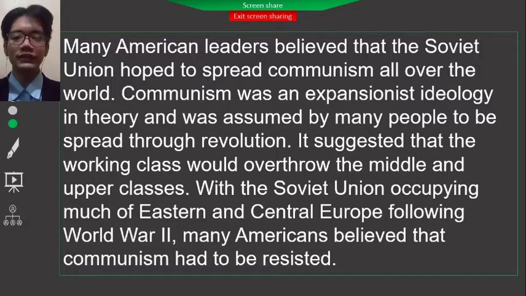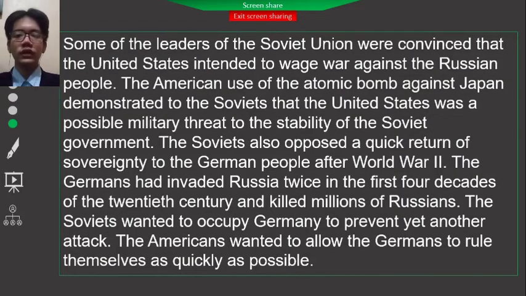Some of the leaders of the Soviet Union were convinced that the United States intended to wage war against the Russian people. The American use of the atomic bomb against Japan demonstrated to the Soviets that the United States was a possible military threat to the stability of the Soviet Union.